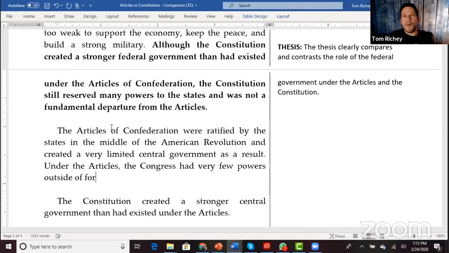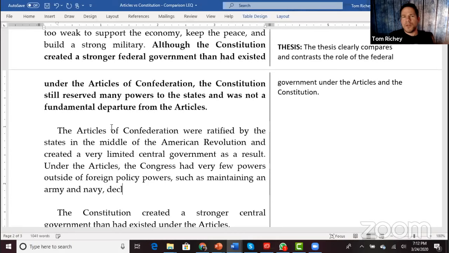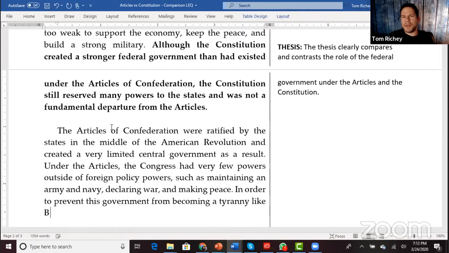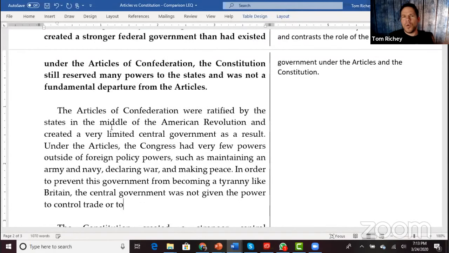outside of foreign policy. Okay, so foreign policy powers such as, and we're going to be as specific as possible, such as maintaining an army and navy, declaring war, and making peace. Okay, so these are some powers here. Okay, in order to prevent this government from becoming a tyranny like Britain, we see here that the central government was not given the power to control trade or to tax.